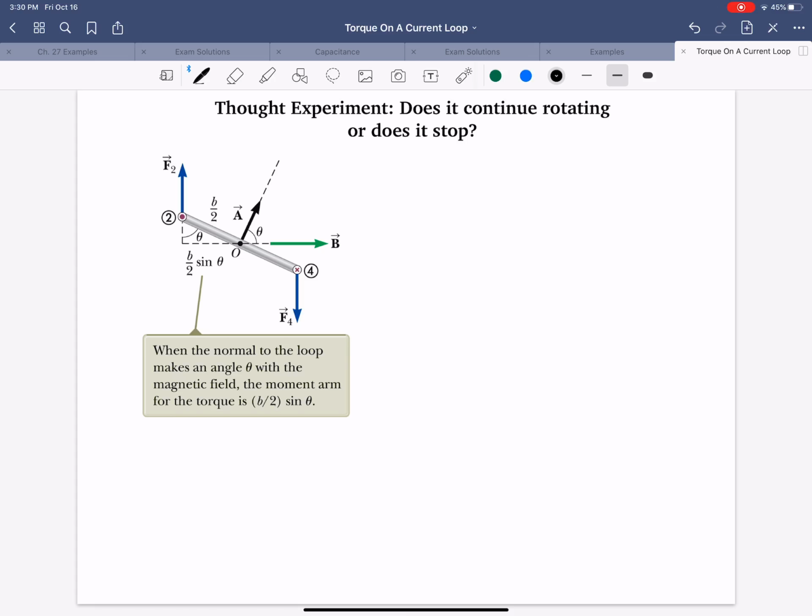So when there's a closed loop of wire in an external magnetic field with a current through the wire, there's an interesting thought experiment that can be done. If this loop is allowed to rotate freely over time, does it continue for infinity, or does it eventually come to a stop, and if so, where?